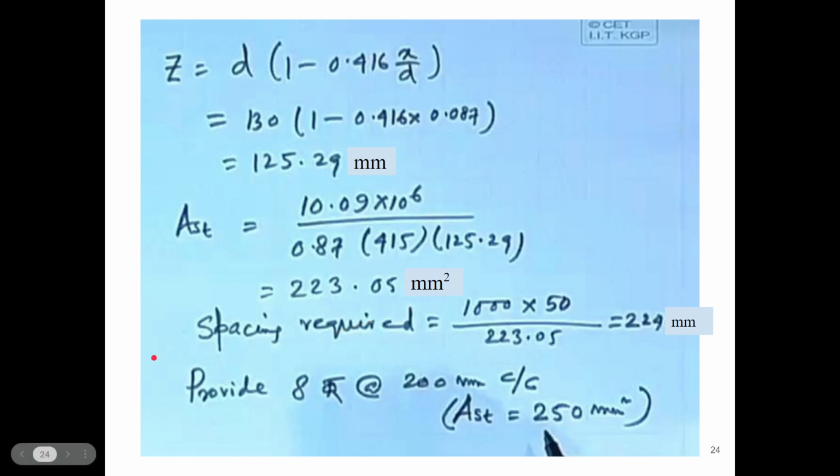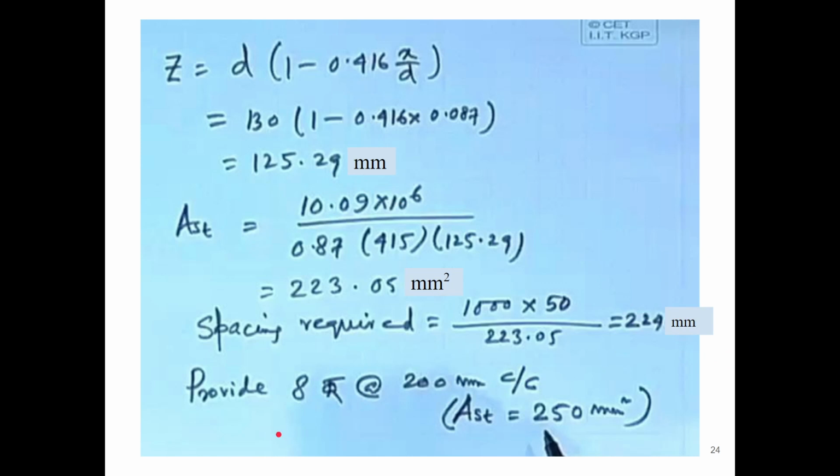And spacing required, therefore, assuming that the bars are of 8 mm dia. For an 8 mm dia bar, the area of stirrup will be 50 mm square. So spacing required will be 1000 by 223.05 divided by 50, which comes to be 224 mm. Spacing should be the minimum of 224, 3 into D, that is 390, and 300. So therefore it will be 224 only.